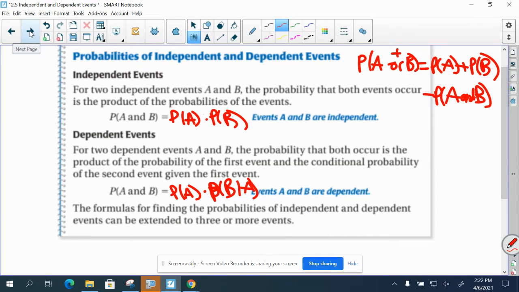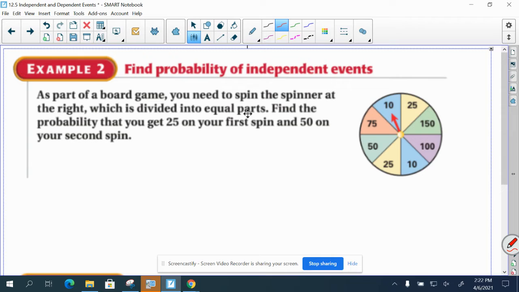So the next two examples are using the difference between independent and dependent events. As part of a board game, you need to spin the spinner at the right, which is divided into equal parts. Find the probability that you get 25 on your first spin and 50 on the second spin. The spins are independent of each other. The second spin isn't going to matter what you spin on your first spin. So we're just going to multiply the two probabilities together.